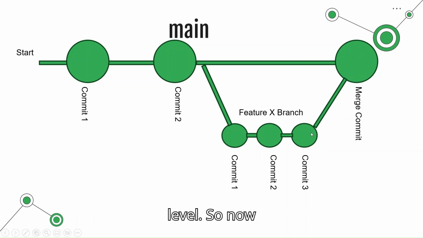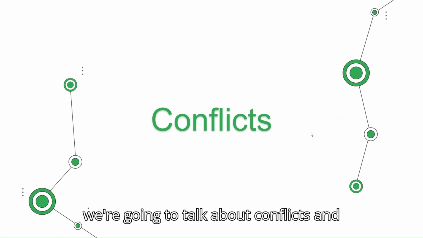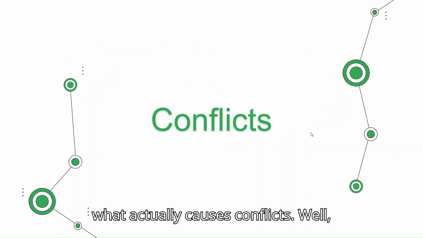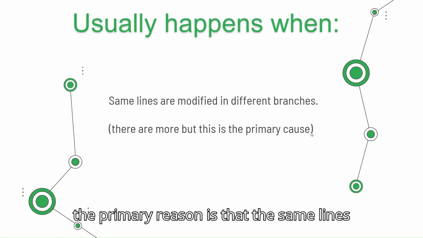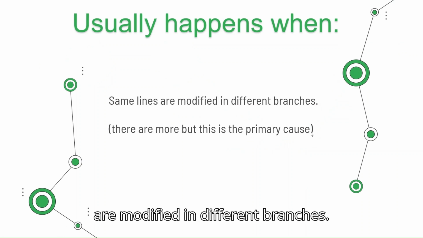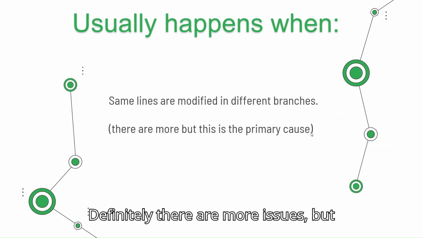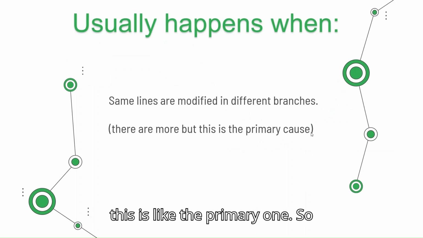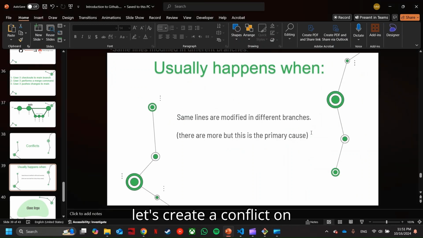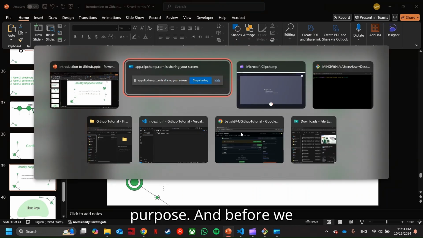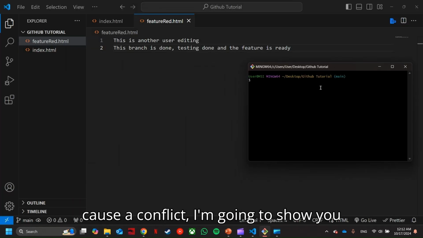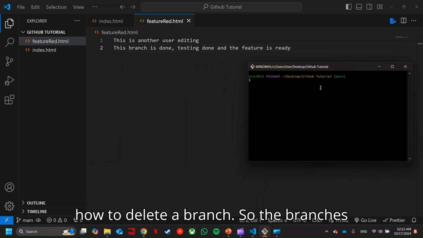So now we're going to talk about conflicts. And what actually causes conflicts? Well, the primary reason is that the same lines are modified in different branches. Definitely there are more issues, but this is the primary one. So let's create a conflict on purpose. And before we cause a conflict, I'm going to show you how to delete a branch.